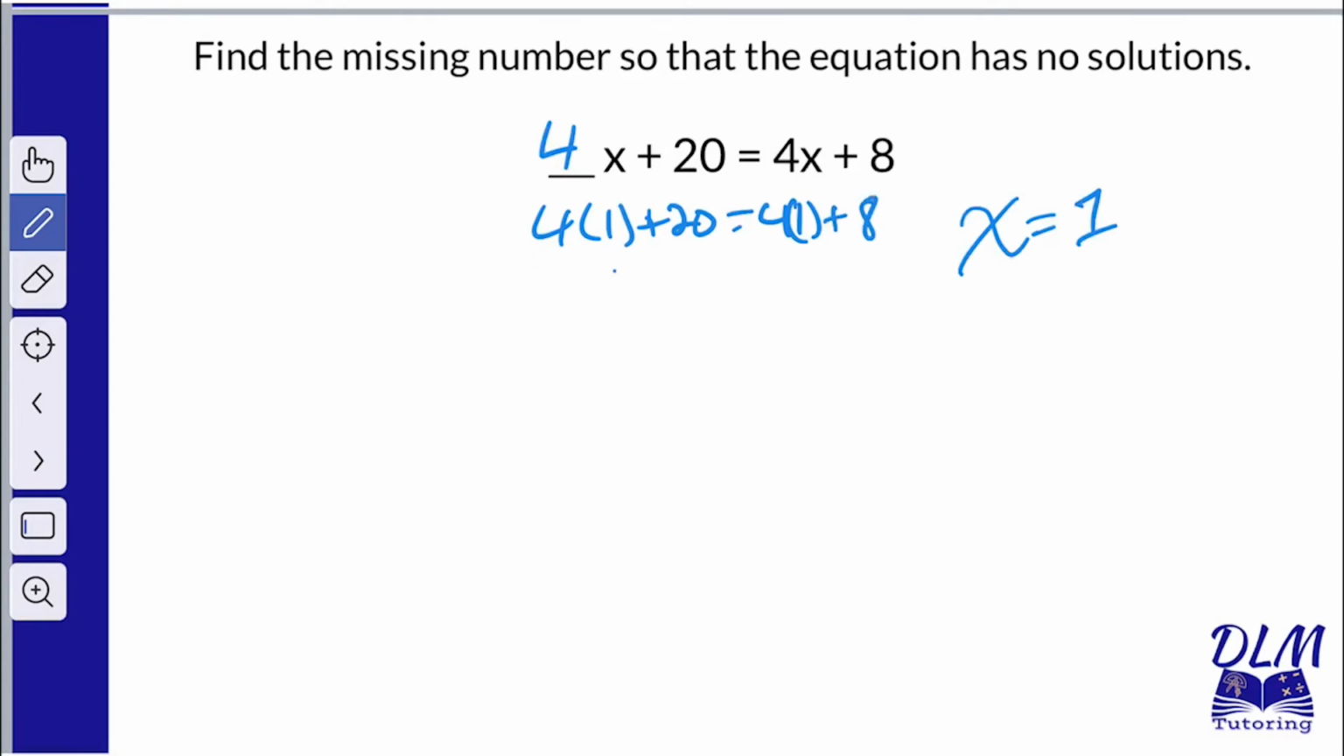But let's just continue. 4 times 1 is 4 plus 20 is equal to 4 times 1 is 4 plus 8, leaving us with 24 is equal to 12, which is not true. 24 does not equal 12, so this has no solutions.